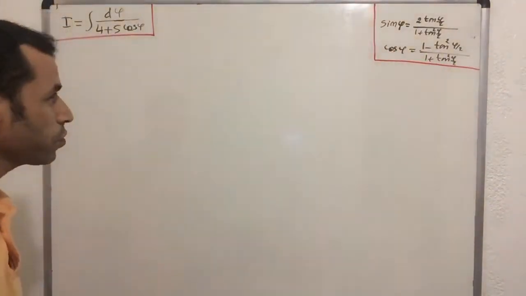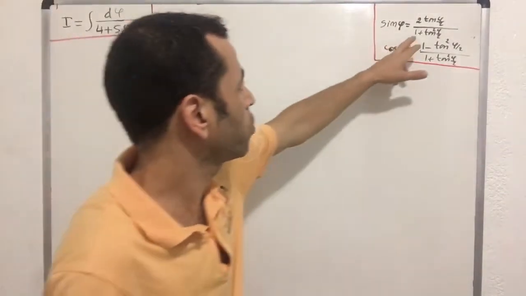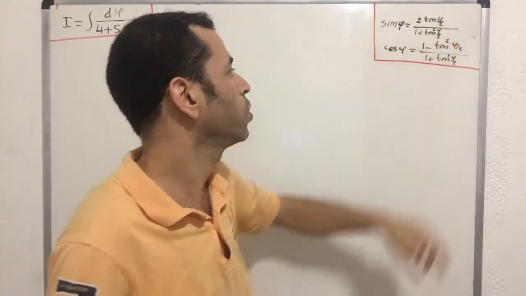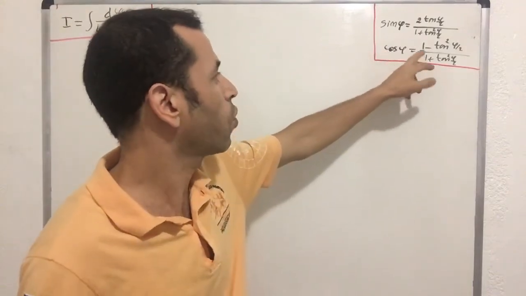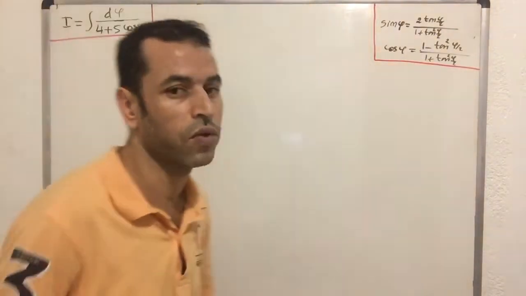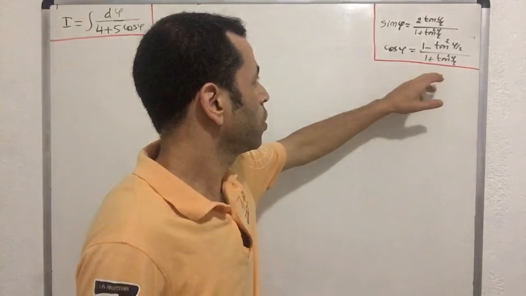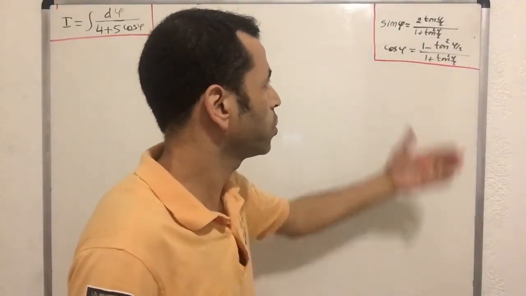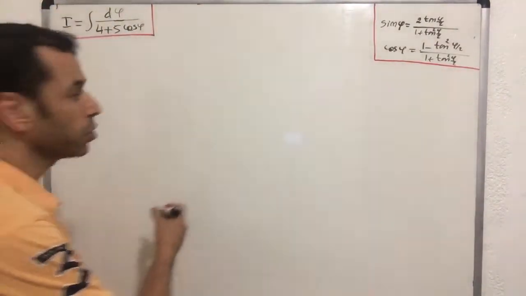Okay, so in our case we know sine phi equals tangent phi over 2 over 1 plus tangent squared phi over 2. We know the second equation, which is cosine phi equals 1 minus tangent squared phi over 2 over 1 plus tangent squared phi over 2, right? I'm not going to prove this one. I will prove it later where we see more details. Okay, let's start evaluating our integral now.